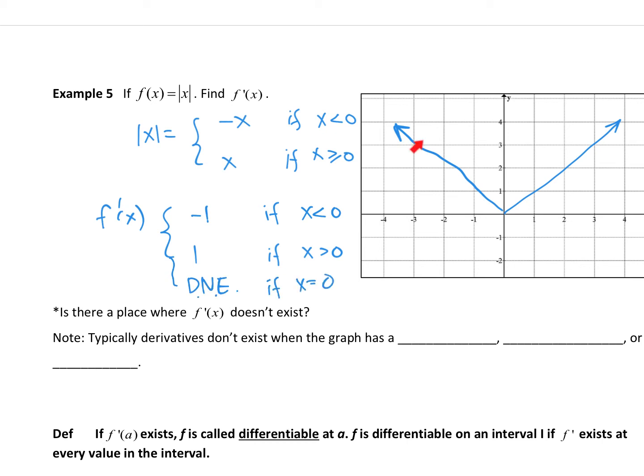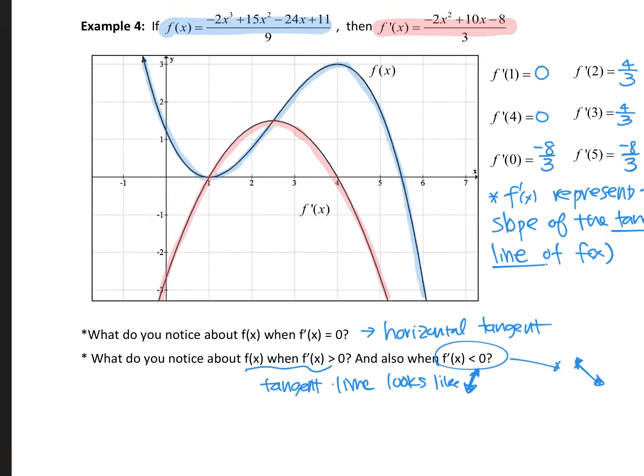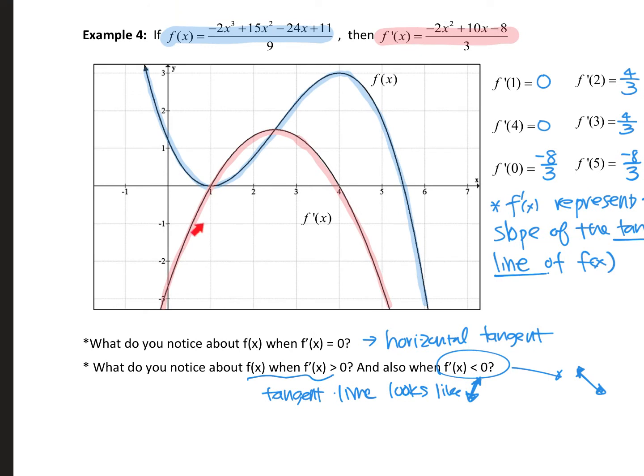So if you have a V-shaped graph, at this point, the tangent line doesn't exist. We don't know what the tangent line is. So is there a place where this doesn't exist? In this example, yes, right here. So generally speaking, the derivative doesn't exist when the graph has this little sharp edge.